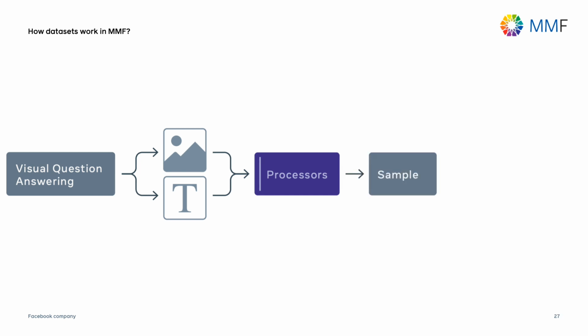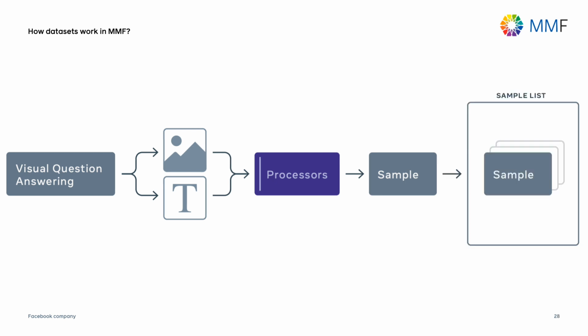You get back a sample. A sample is a custom object inside MMF, which represents a single element from the dataset. These samples combine and get converted into a sample list. A sample list is a wrapper over a batch which allows easy access to different kinds of attributes inside the batch. This allows us to decouple datasets from models. Datasets return a sample list and models take in a sample list. So this allows us to use multiple datasets with multiple models and have a decoupled structure between them.